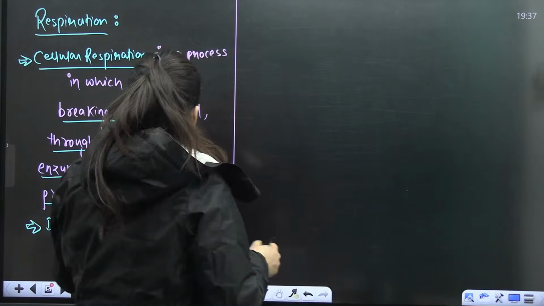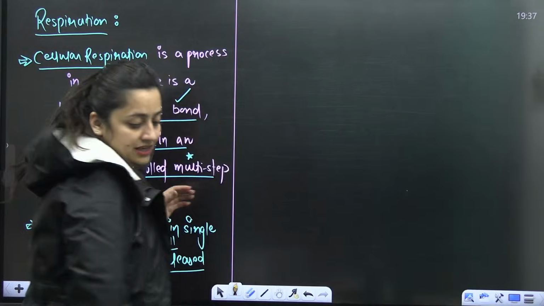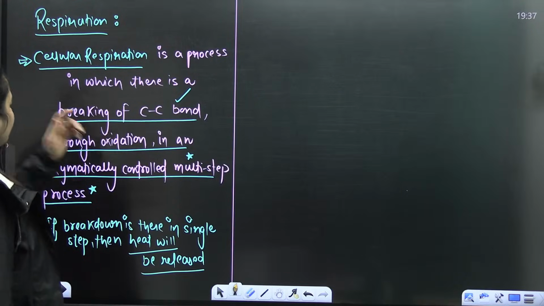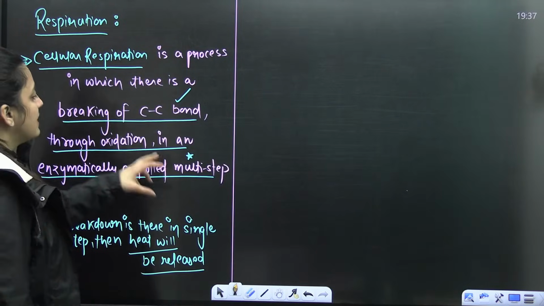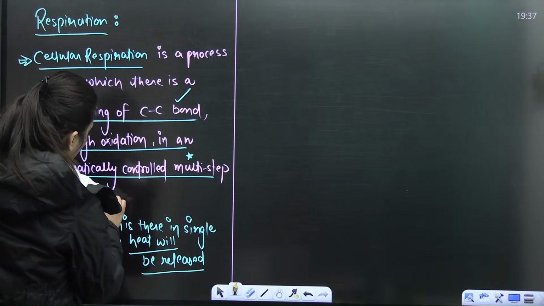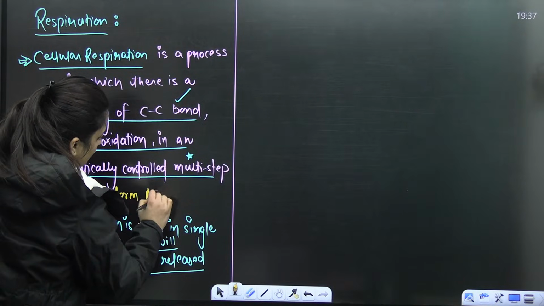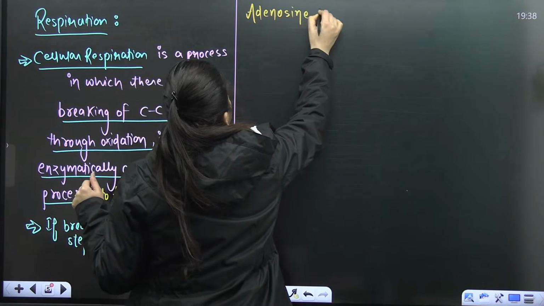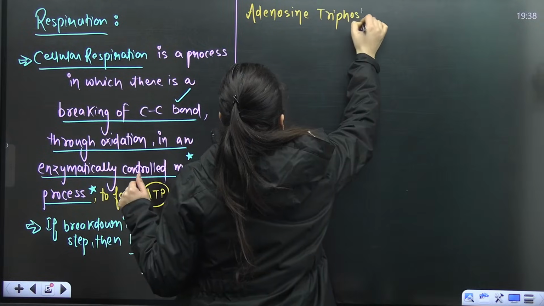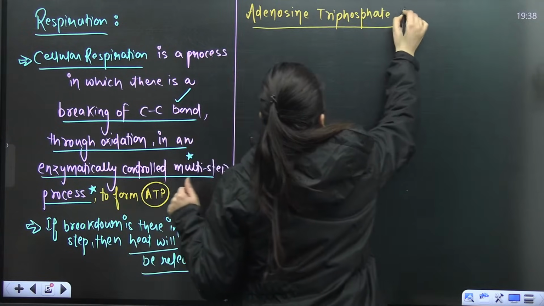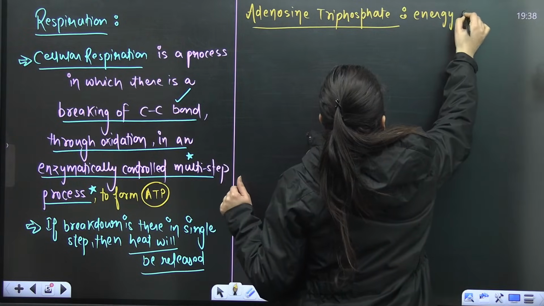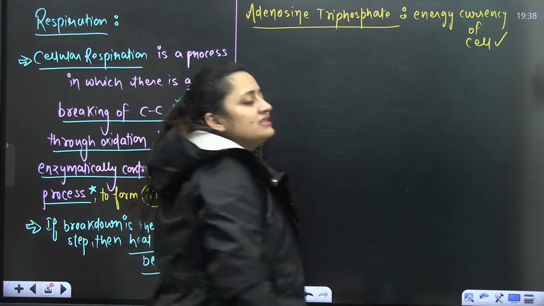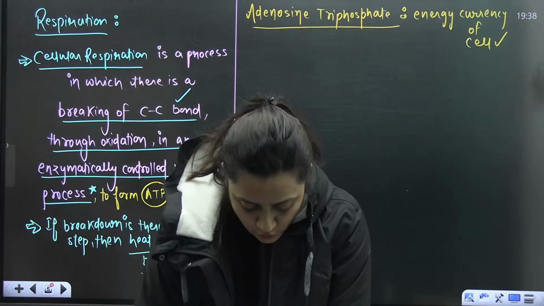So this is done so that we can form ATP. Cellular respiration is a process in which there is breaking of carbon-carbon bond through oxidation in an enzymatically controlled multi-step process to form ATP. From class 9th we are reading about ATP, that is adenosine triphosphate, the energy currency of the cell. Whenever the cell is in need, these ATPs will be used. I hope this part is clear to everybody.